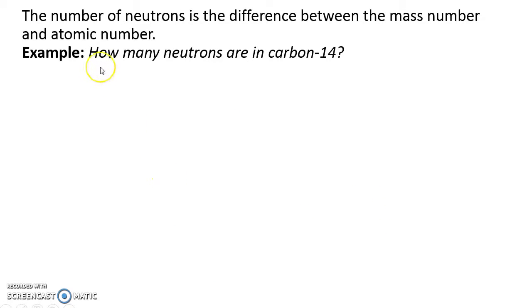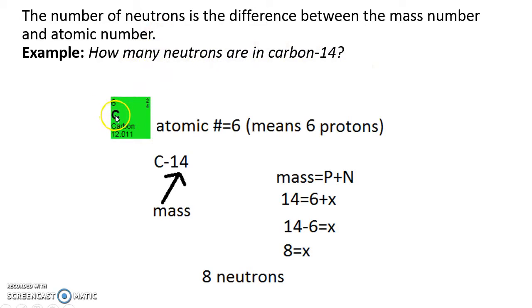And then the last type of question: number of neutrons is the difference between the mass number and the atomic number. So how many neutrons are in carbon-14? Well, if you look on the periodic table, carbon has an atomic number of 6. That means it has 6 protons. So C-14, that 14 is the mass. So what you want to do is set up the equation: mass is equal to protons plus neutrons. 14 is equal to 6 plus X. Subtract 6 from both sides, and you'll get X is equal to 8 neutrons.